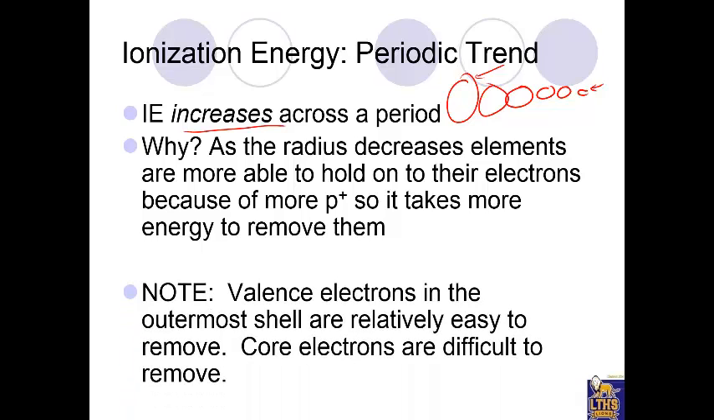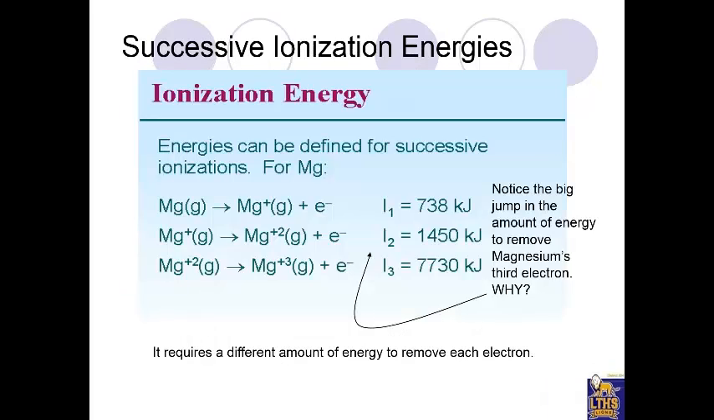Valence electrons are in the outermost shell, and they're relatively easy to remove compared to core electrons. So this ionization energy trend is really for valence electrons. Successive ionization energy, so one electron after another electron after another electron. So here's magnesium. You try to take one electron from magnesium, it takes 738 kilojoules of energy. But if you try to take a second electron from magnesium, it about doubles, 1,450 kilojoules of energy.